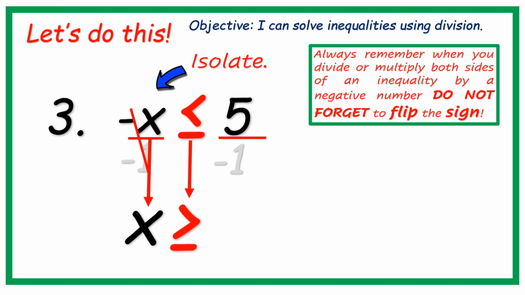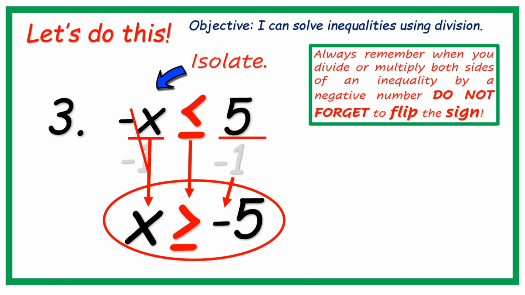So what will happen? It will become greater than or equal to. Then the answer to 5 divided by negative 1 is negative 5. Just like that. You got it. Our final answer is x is greater than or equal to negative 5. You got it.